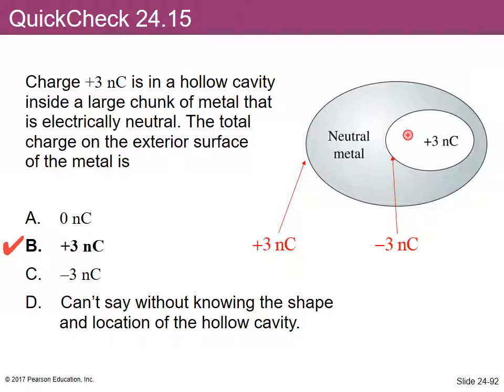Anywhere inside the neutral metal, the electric field must be 0, meaning that no net charge must be inside a Gaussian surface. There must be a charge of minus 3 nanocoulombs on the inner surface of the cavity. A Gaussian surface drawn outside the metal can only contain a total of plus 3 nanocoulombs. There must be a charge of plus 3 nanocoulombs on the outside of the metal to cancel the minus 3 nanocoulombs on the inside surface. Adding the contributions yields plus 3 nanocoulombs.